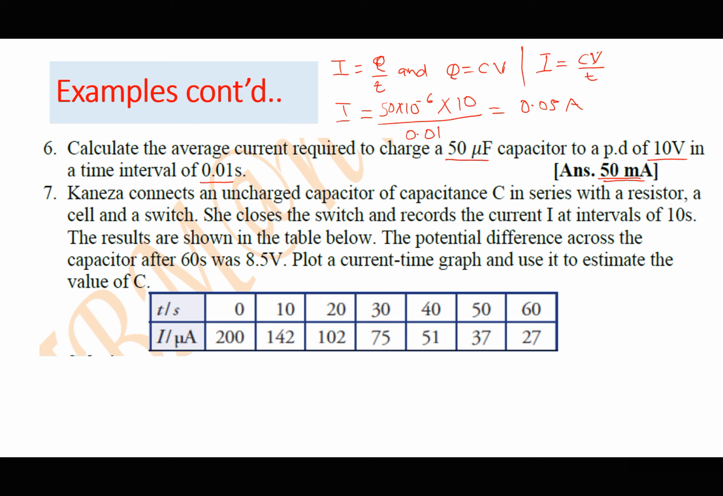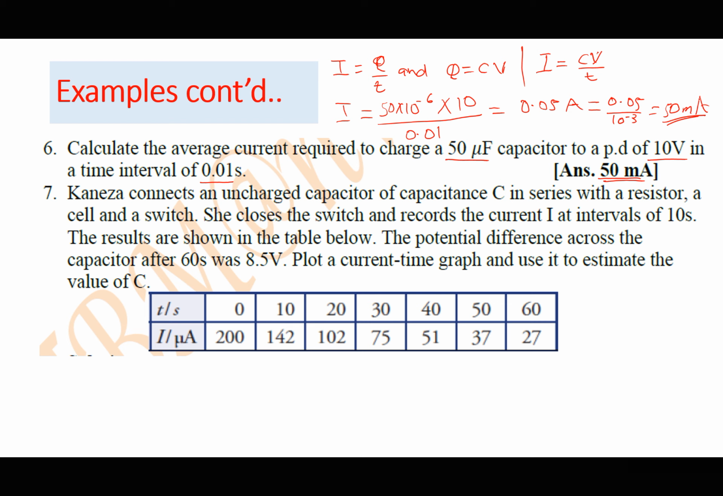The answer here can also be given in milliamperes. We can check this. If I want to bring milli, remember milli stands for 10 to the power of minus 3. So this would be 0.05 divided by 10 to the power of minus 3. So let me divide the answer by 10 to the power of minus 3. And this is giving me 50 milliamperes. So if the answer is required in milliamperes, I think that is correct.